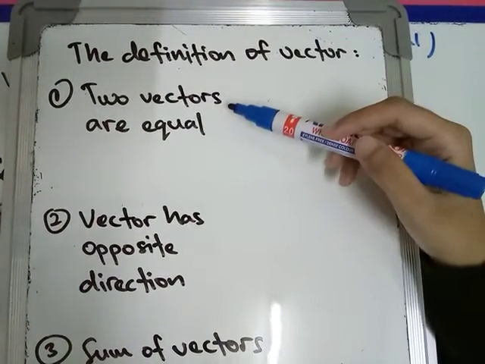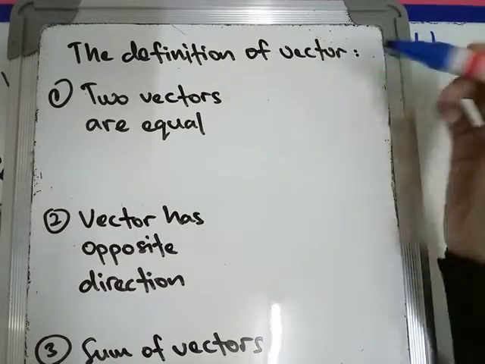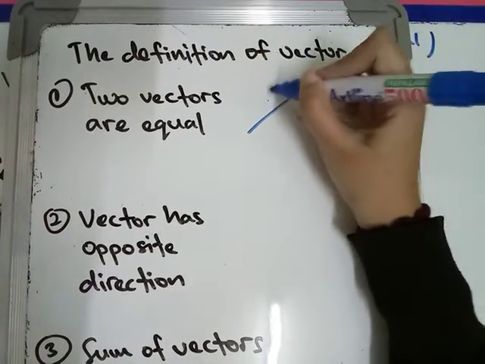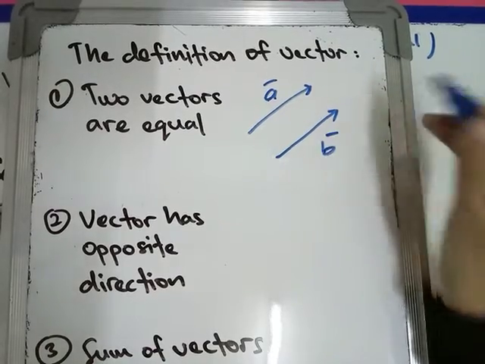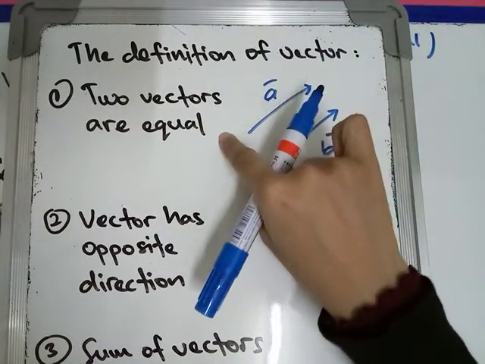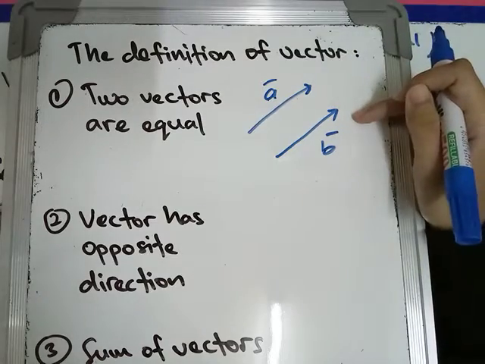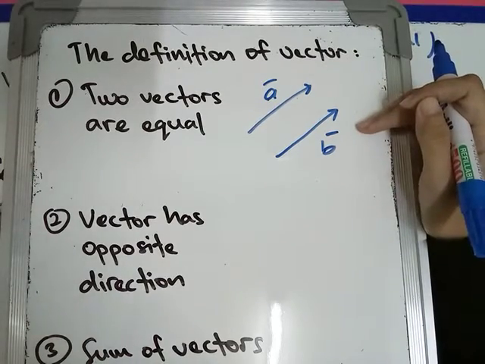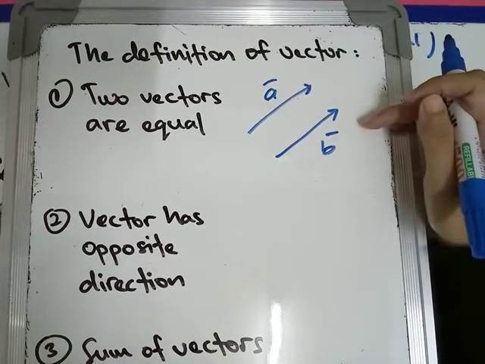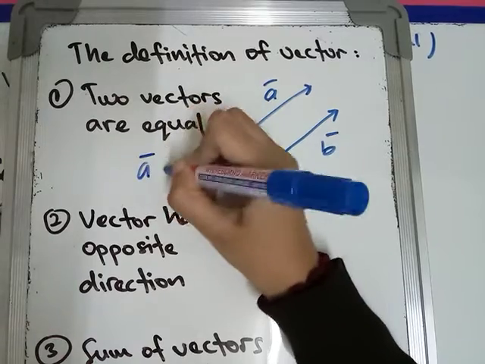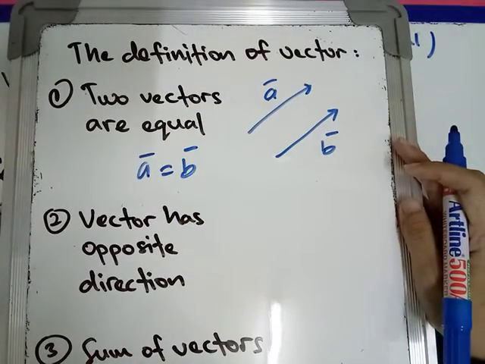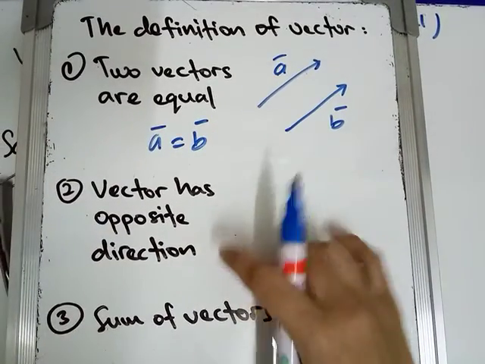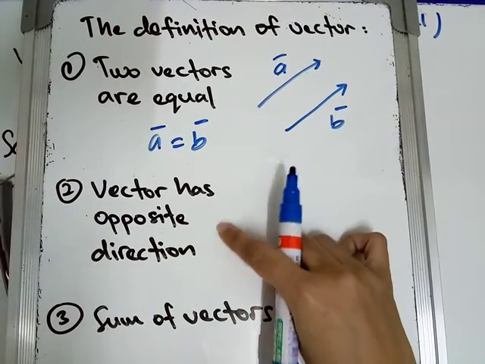First one, the two vectors are equal. That means, let's say this is vector A. We have vector A and we have vector B. So, the two vectors are equal. That means we have the same direction and same length. Same direction and same length. That means vector A is equal to vector B. They are parallel.